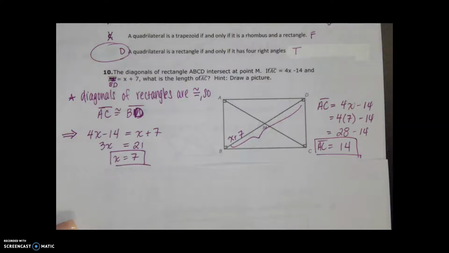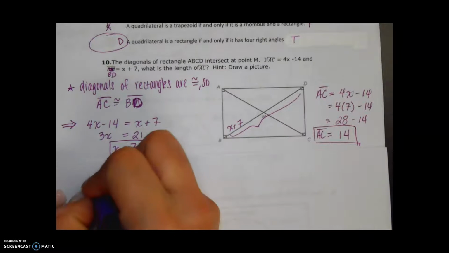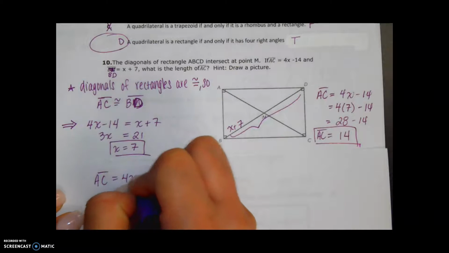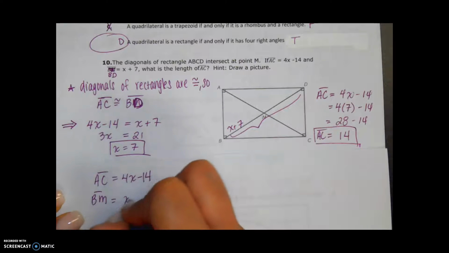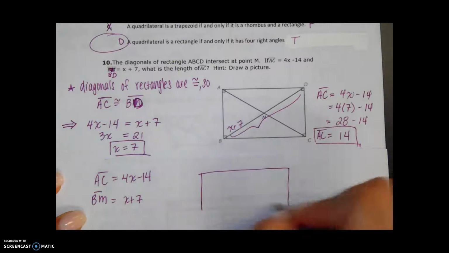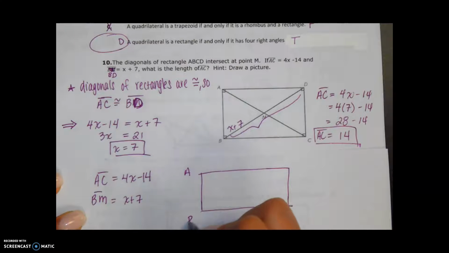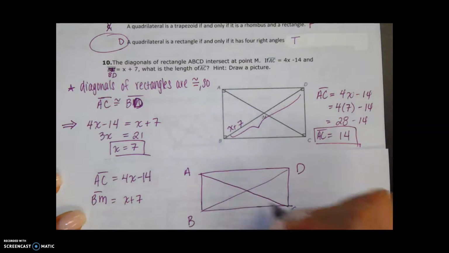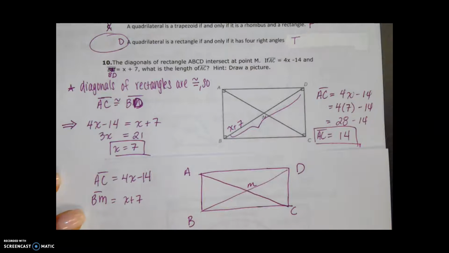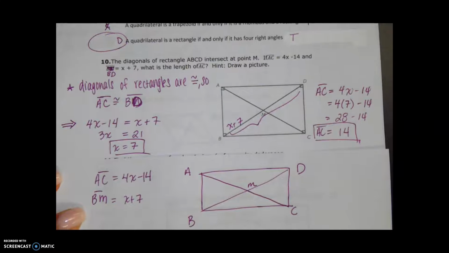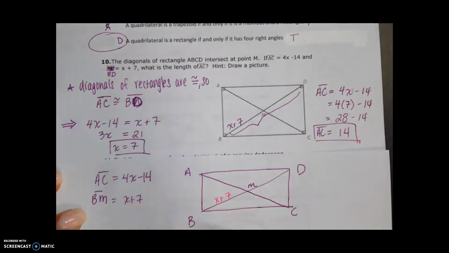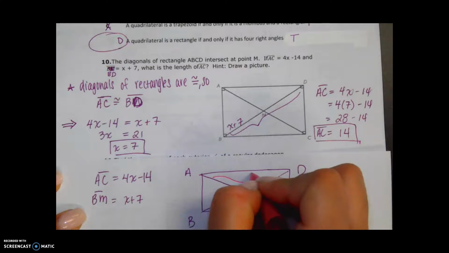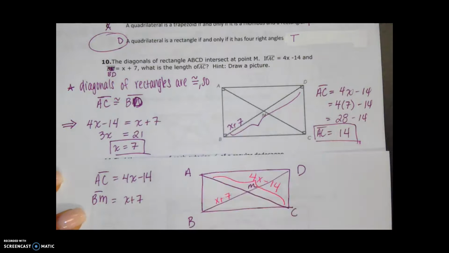All right, if you wanted to know what the actual answer would be without the mistake, let me show you what to do. So if they gave us AC is equal to 4x minus 14, and BM, like it states, is x plus 7, I'm going to redraw the rectangle here. A, B, C, and D. The diagonals intersect at point M. So that means BM is x plus 7. I'm going to label that x plus 7 here. And AC from here to here is 4x minus 14.